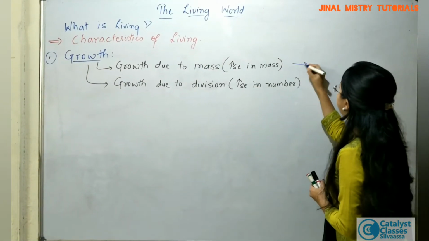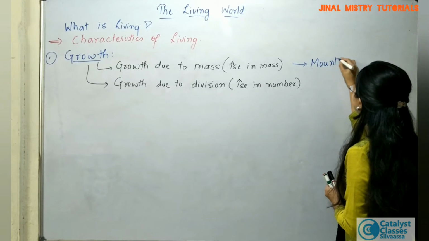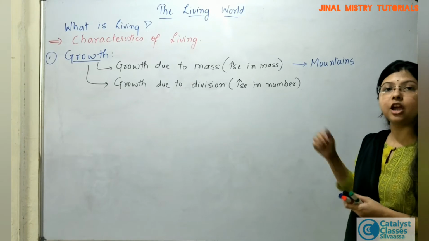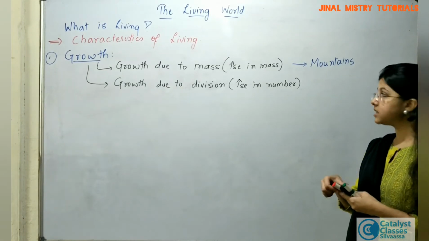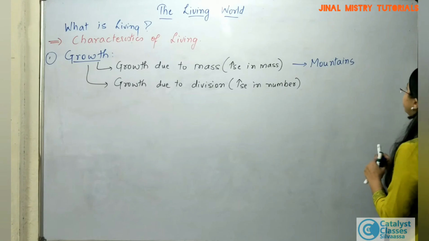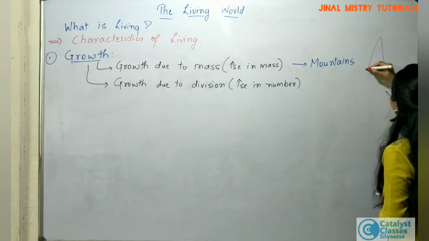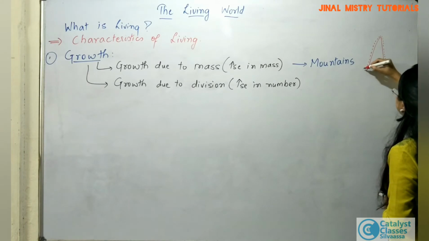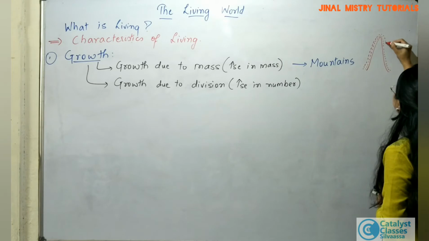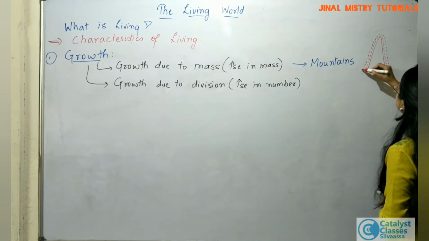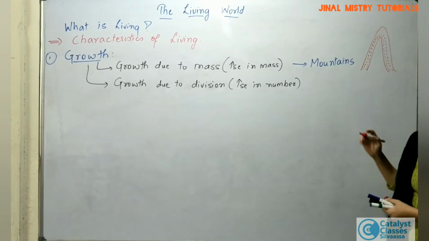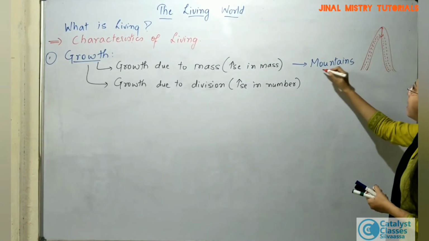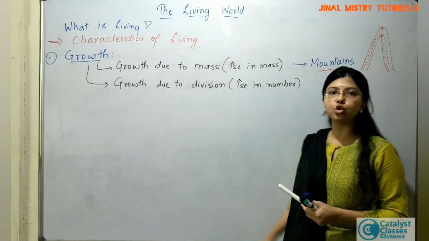For example, mountains. Mountains, being non-living things, still grow in size. How does that take place? When you consider a mountain, there is always deposition of materials or elements and compounds taking place on the outer side. And when these materials or compounds accumulate for years and years, there is an increase in the size, or you can say height, of the mountain. So actually, if I say a mountain is non-living, still it shows growth.